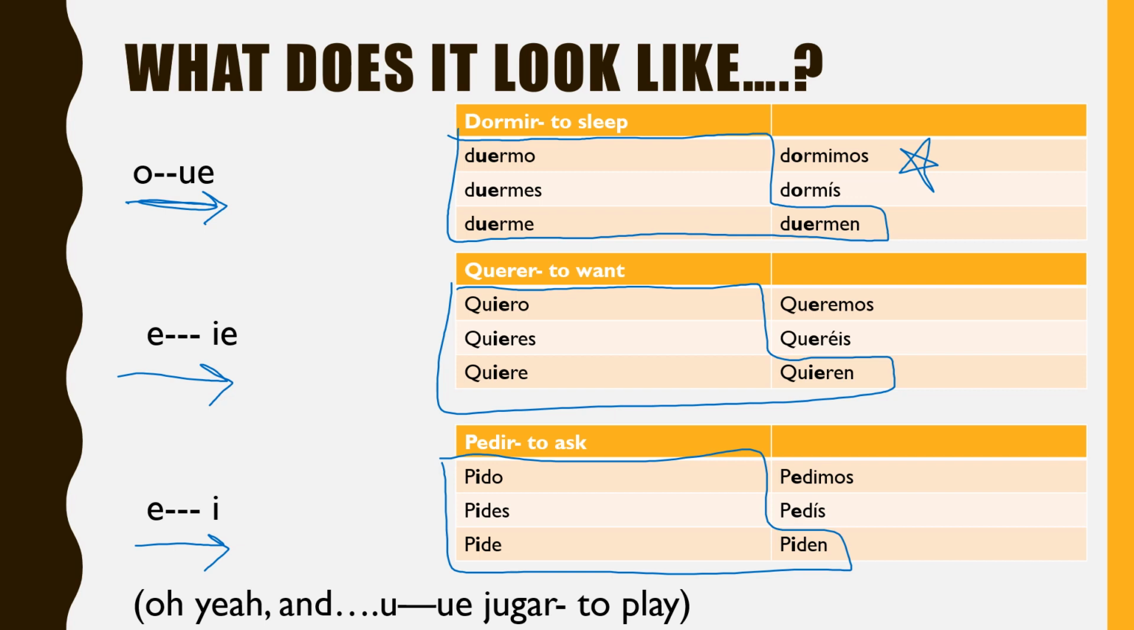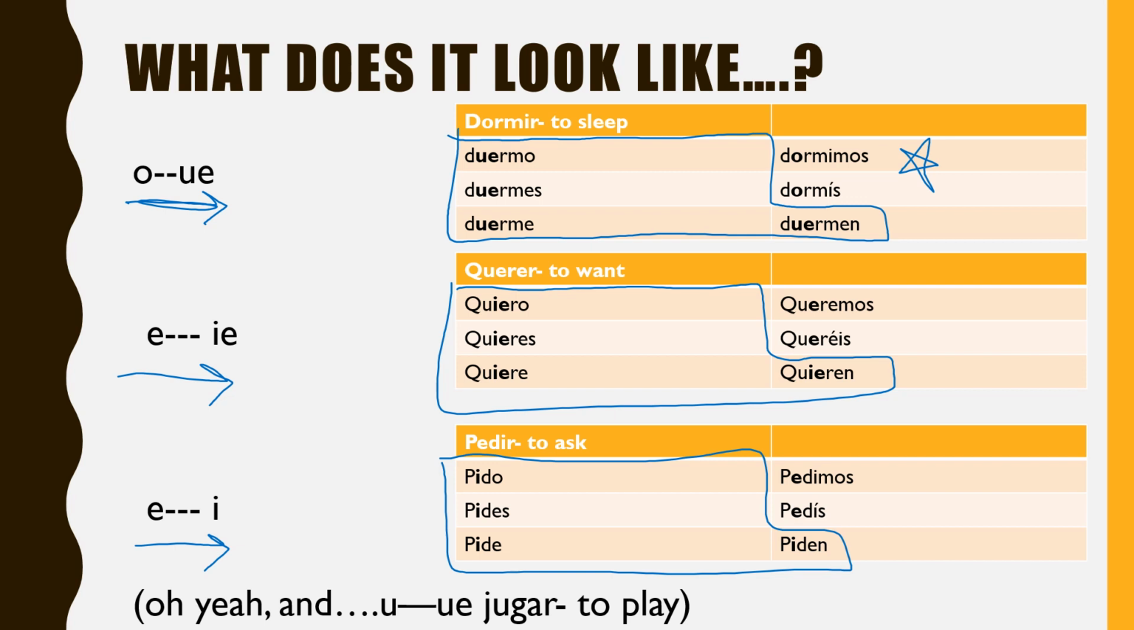Also, side note, U to UE can also change. This isn't seen very often. All I could think about when I did this was jugar. If y'all find things that also change from U to UE, let me know because I'm trying to form a good list of them. But at the moment, all I have really been able to think of is jugar, to play. And that obviously, you should be able to do it the same way.